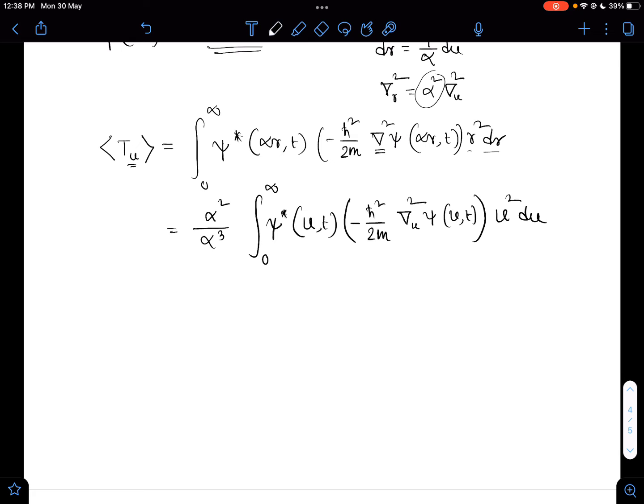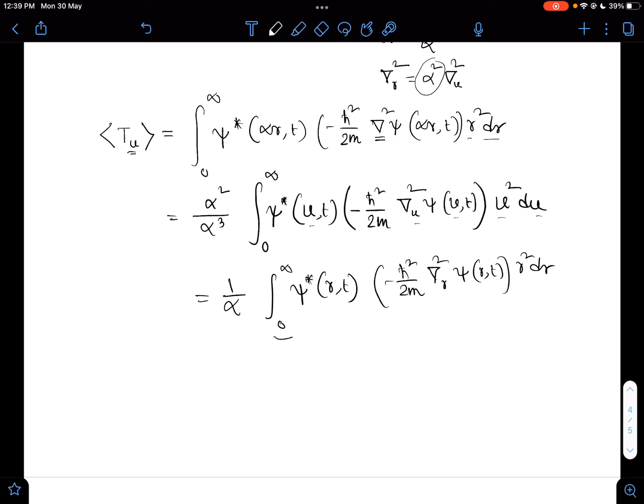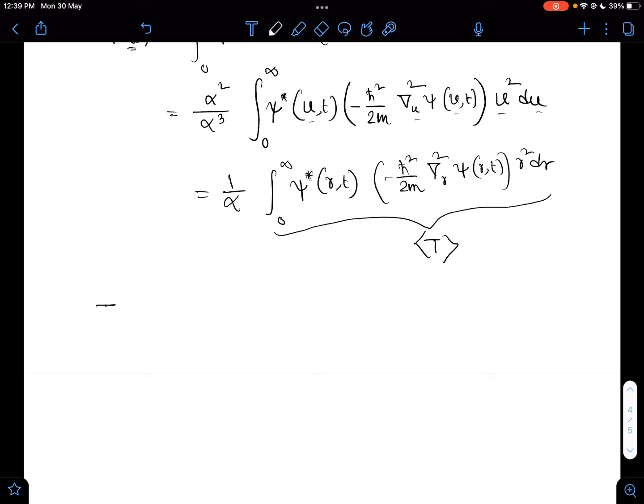Now notice that u is an integration variable, so we can change u to any other symbol. Let us replace u by r. So we have psi star r, minus h cut square by 2m grad square r, psi r, r square dr. But now we know that this is our initial kinetic energy. So our final kinetic energy, T final, will be T initial by alpha.